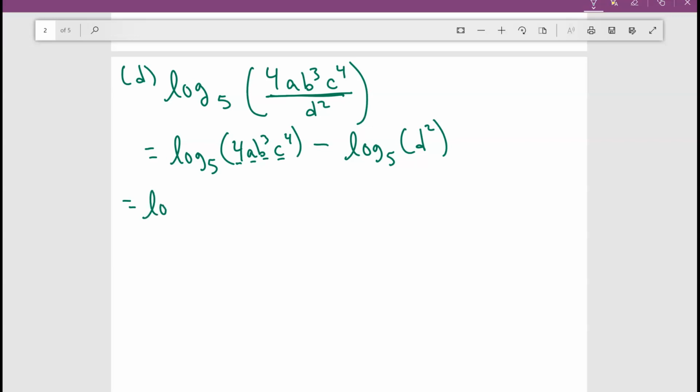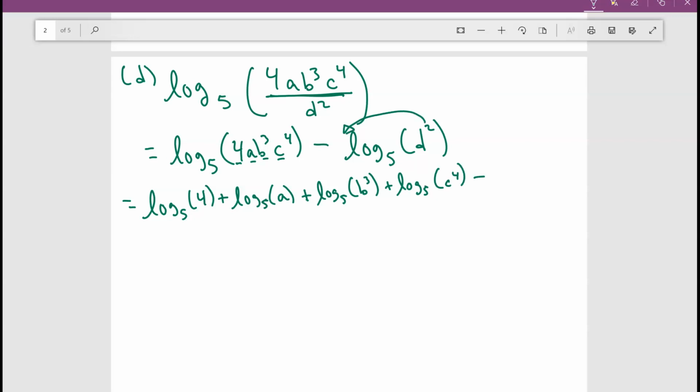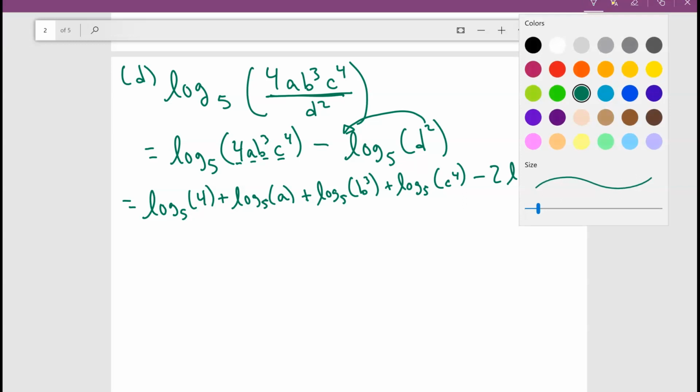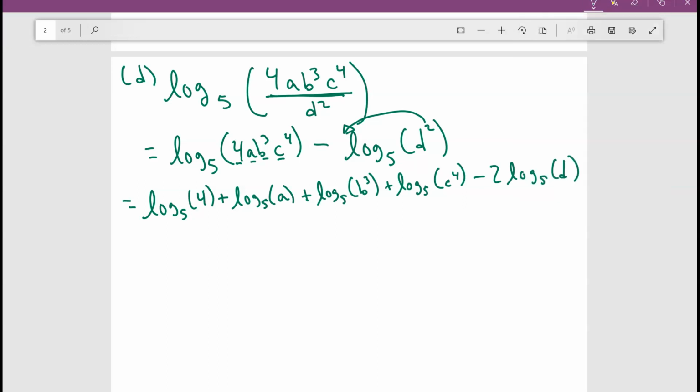It's going to be log 5 of 4 plus log 5 of a plus log 5 of b cubed plus log 5 of c to the 4th minus, well, here we can just bring this 2 over, 2 log 5 of d. Okay, now that we're almost done, all we got to do is just move everything.